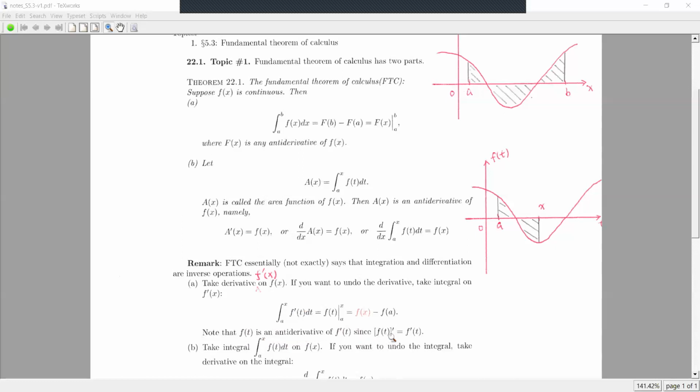Function f is an antiderivative of this guy, because take derivative on function f, we get this. So by part A, this integral is antiderivative, plug in a, plug in x. Then we get this. You see, f of x is here. f of a is a constant. a is a number. Function value at a, it is a constant. So the original function f minus a constant. So we recover the function f by taking integral on its derivative.